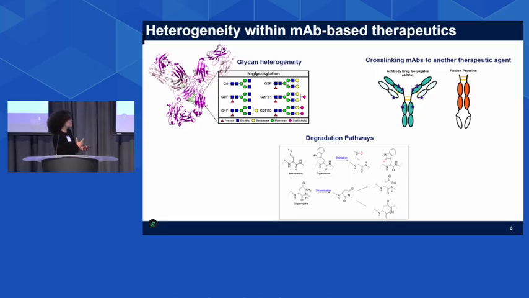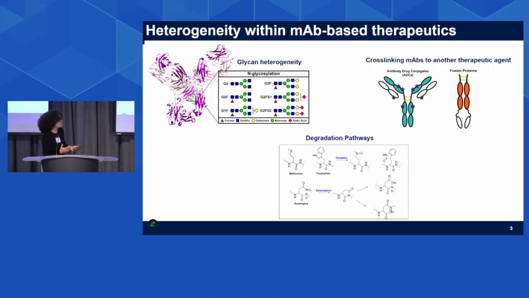And additionally, recent developments of these mAb-based therapeutics include cross-linking an antibody to another therapeutic agent. This further increases the heterogeneity that we can find when we're looking at these samples. So rigorous characterization of how these chemical modifications, whether it's an unwanted degradation pathway or a desired cross-linking reaction that we're targeting, affect the stability and structure of our molecule must be monitored through the development process.